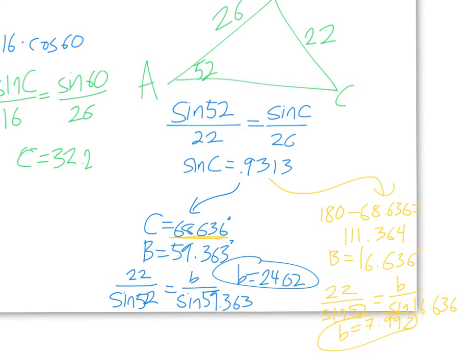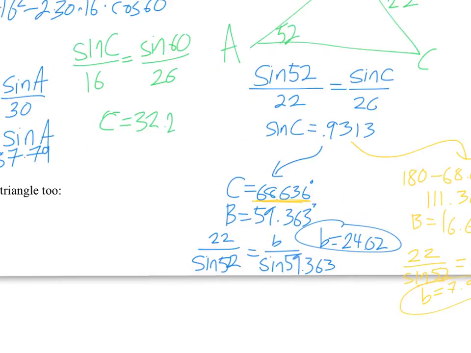Again, as soon as you notice that this is an SSA triangle, you have to at least try both methods. If at any point you get angles adding up to more than 180, or you get errors, you know that that side doesn't work and you might only have one triangle. But in this case, we had two that ended up working out.